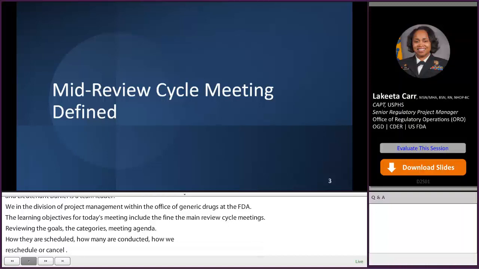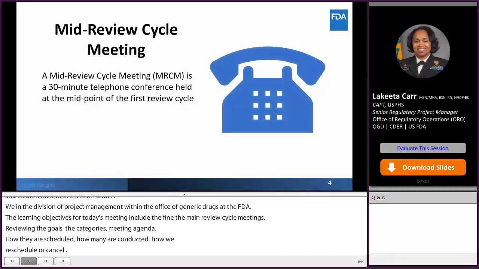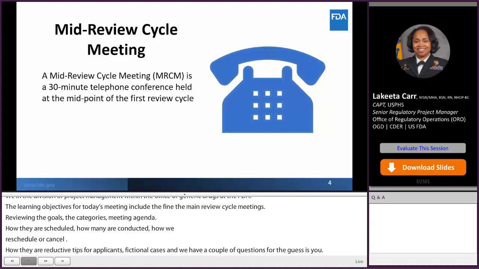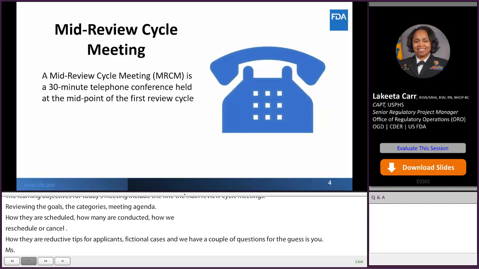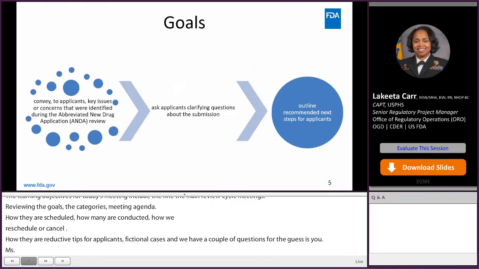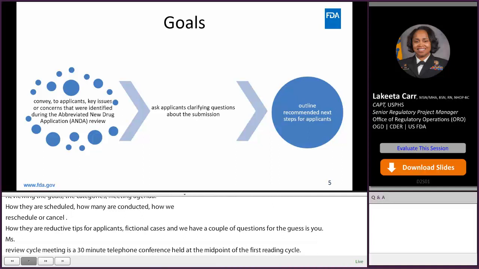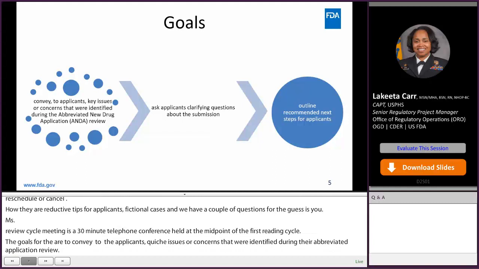The mid-review cycle meeting defined. The mid-review cycle meeting is a 30-minute telephone conference held at the midpoint of the first review cycle for an ANDA. The goals for the mid-review cycle meeting are to convey to applicants key issues or concerns that were identified during the abbreviated new drug application review. Also, to ask applicants clarifying questions about the submission. And then lastly, to outline recommended next steps for applicants if applicable.